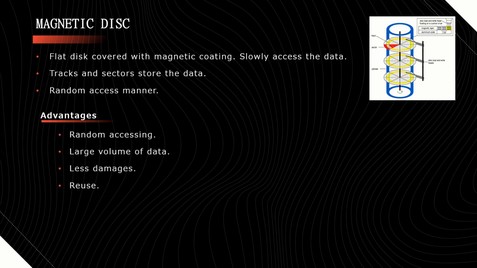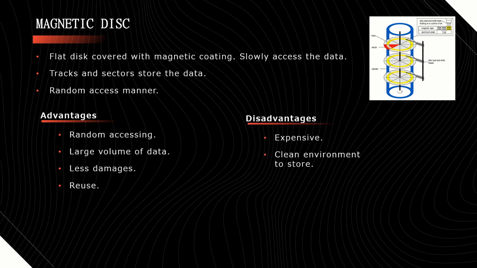Advantages. The main advantage is the random access property. It can be used to store a large volume of data also. There are very few possibilities to corrupt or damage the data on this disk when compared to the tapes. And also we can reuse these. That means along with the old data, the new data can be stored. There is no loss of previous data.